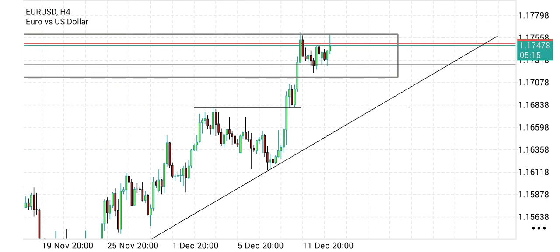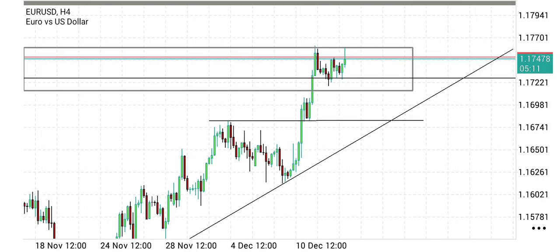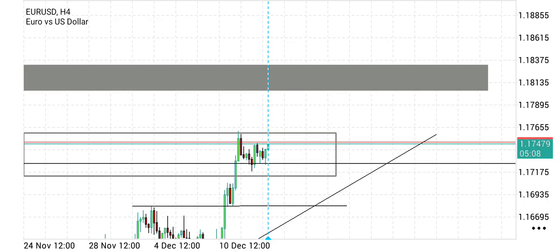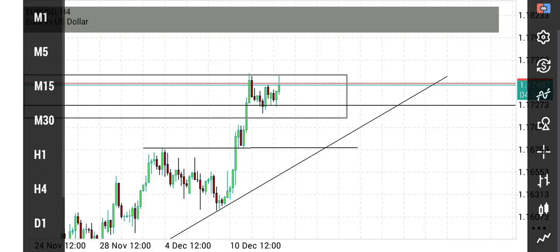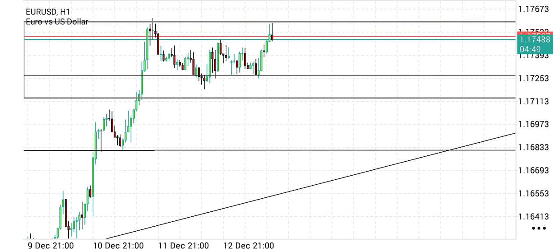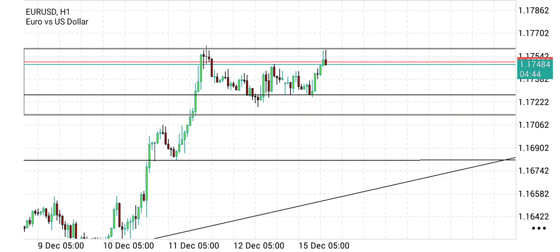You can see that the market is dropping now. It is about to drop, and we have 5 minutes left for our candlestick to close. We have already created a double top, so the market is about to fall. So I'm gonna go to the H1 to see what the market is doing.